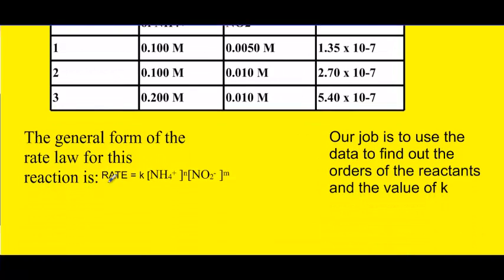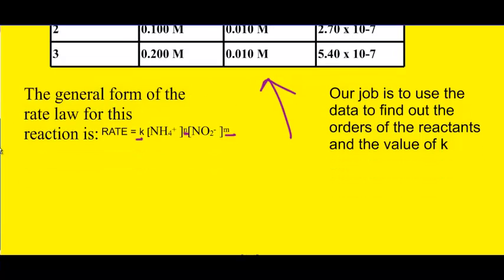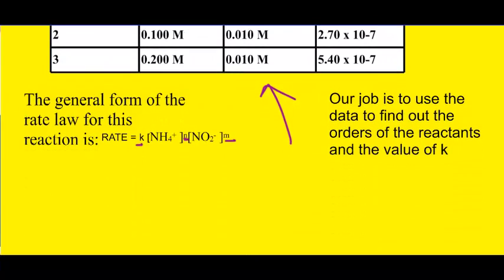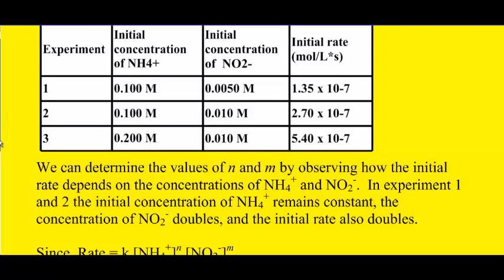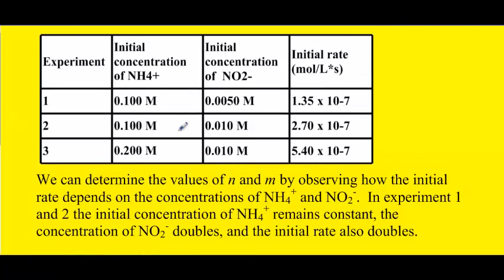Our job is to figure out what N and M are and what K is. So we need this, and we need this. And we're going to use this data up here to do it. Now, how do we do that? We can determine the values of N and M by looking at reactions where the concentration of one of our things is constant and the other one changes.